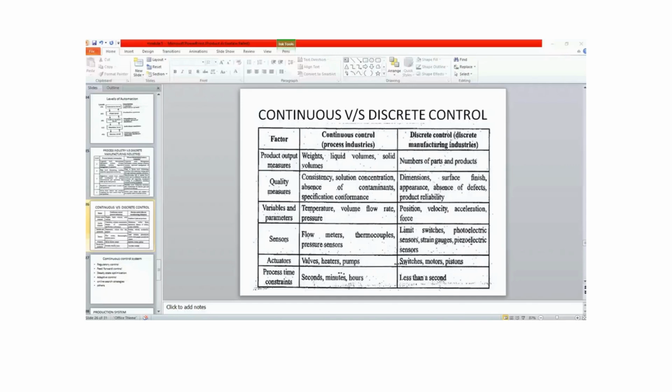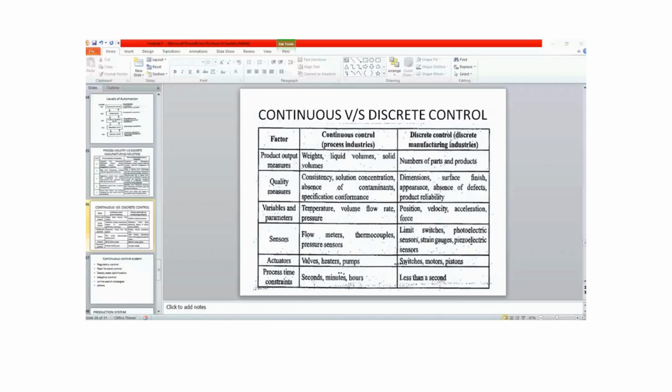Then sensors: flow meters, thermocouples, and pressure sensors are used. But here, switches, photoelectric sensors, strain gauges, and piezoelectric sensors are used for indication purposes, for any defects or any override with respect to the dimensions. Those will give a signal with the help of the sensors.